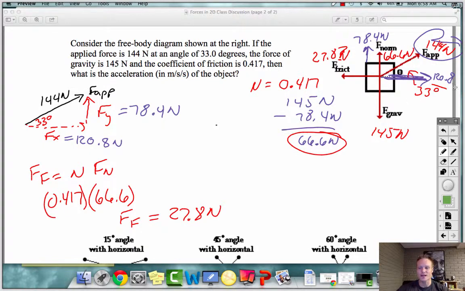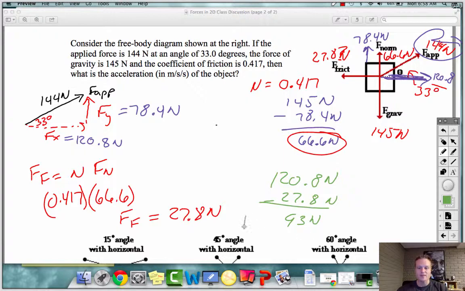But what about in the horizontal? It looks like there might be an acceleration because I have 120.8 newtons going to the right and 27.8 newtons going to the left. So I want to find out the difference between those two forces. I'm going to take 120.8 minus 27.8 newtons. And if you do that math problem, I get 93 newtons.